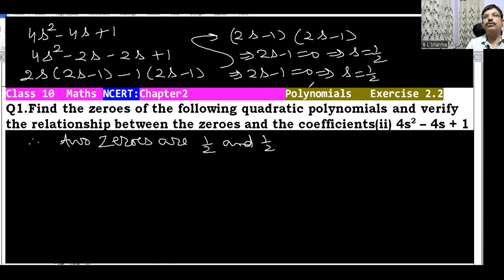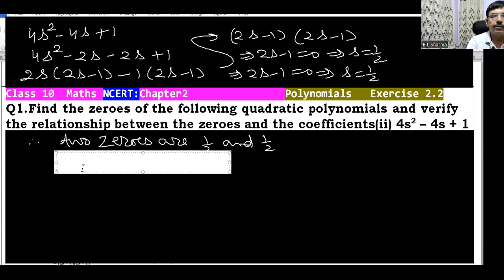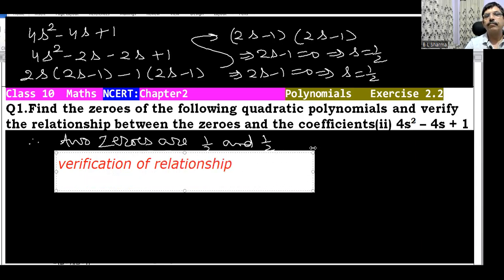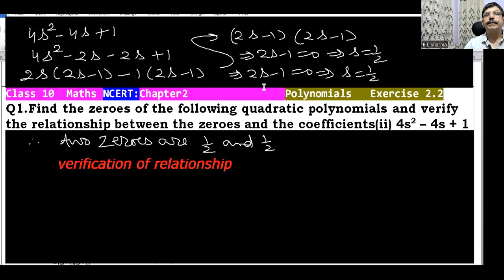And now we have to verify the relationship. What is the relationship here? Verification of the relationship. See here, first of all, the first relationship is the sum of zeros.